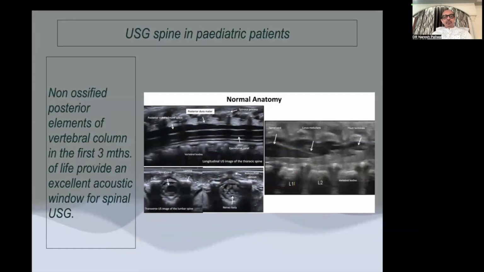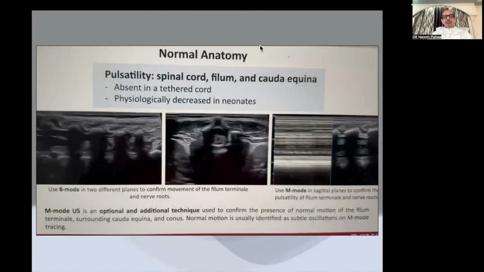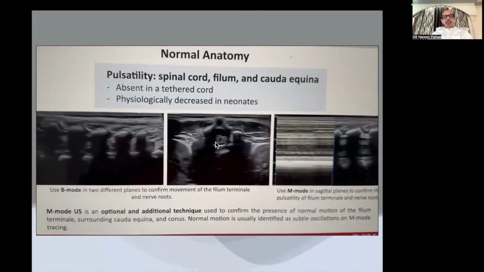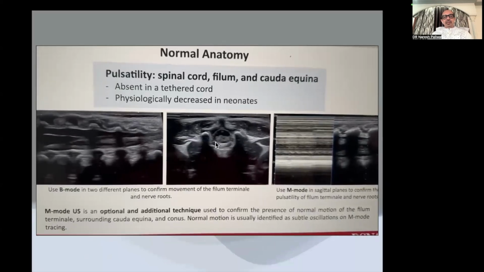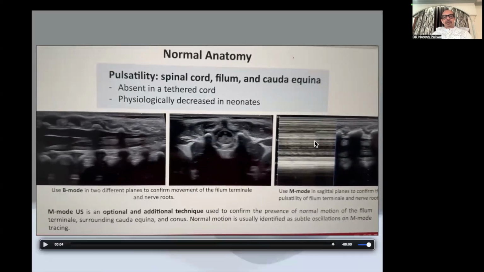Non-ossified posterior elements of the vertebral column in the first 3 months of life provide an excellent acoustic window for spinal USG. You can clearly see even the spinal canal, ependymal canal, the posterior complex, ligamentum flavum, dorsal dura, anterior dura. Everything can be very clearly seen. Even the conus medullaris, you can always see this in less than 3 months old children because there are less ossified posterior elements of the vertebral column. Even the pulsatility of the spinal cord can be seen very nicely. If the spinal cord is tethered, it will be absent here.